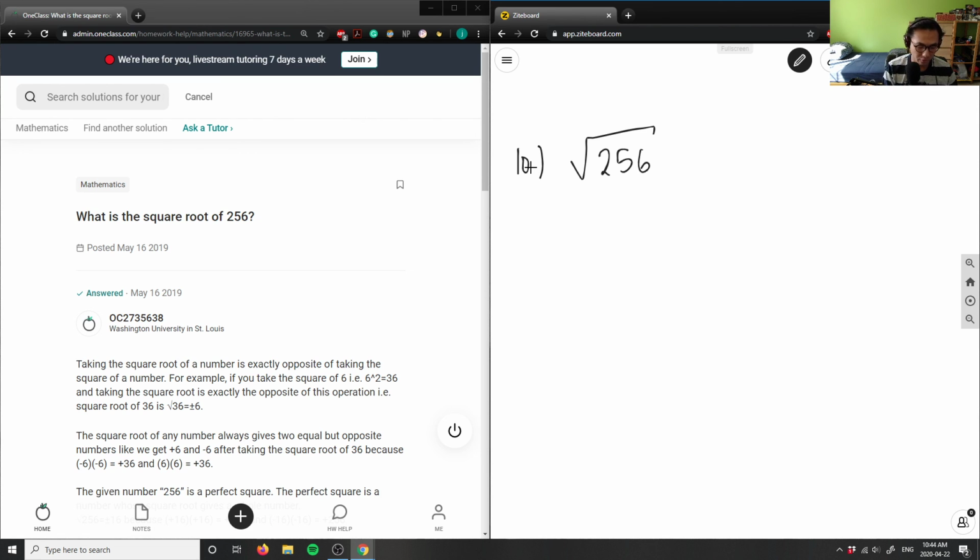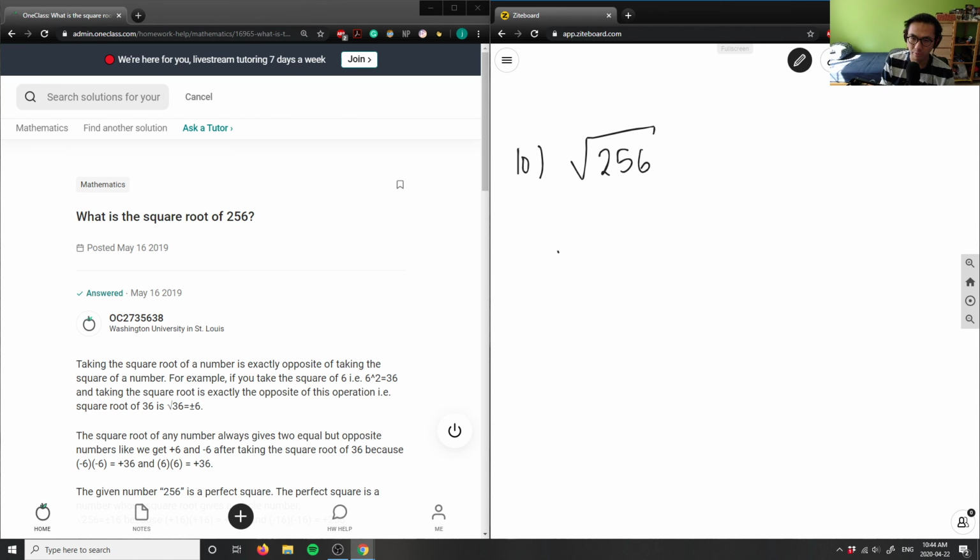So, the square root of 256. What is the square root of 256? What we can do first, when we're breaking up this radical, if we don't know what the square is, is simply divide, or find a factor of 256. In this case, it's an even number, so I'm going to take out 2 first.